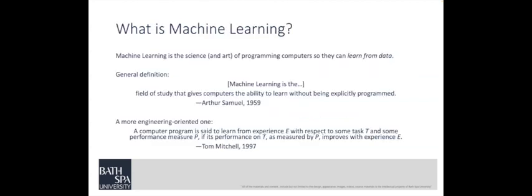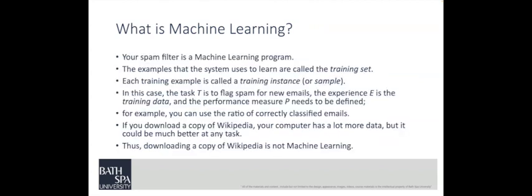So what is machine learning? Machine learning is the science and art of programming computers so they can learn from data. A definition would be: machine learning is the field of study that gives computers the ability to learn without being explicitly programmed. However, a more engineering-oriented one is: a computer program is said to learn from experience E with respect to some task T and some performance measure P, if its performance on T, as measured by P, improves with experience E.